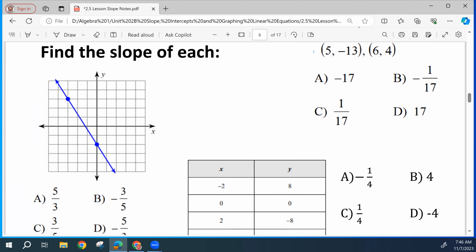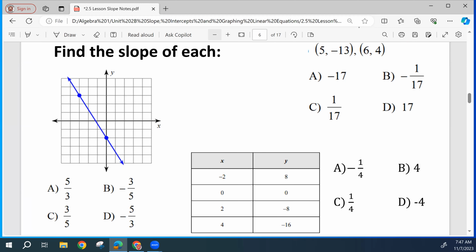So here's what I want you to do. I want you to pause here, and I want you to find the slope in each of these situations, one with a graph, one with coordinates, and one with a table. So please do pause here, find these 3 slopes, and then press play, and I'll have the answers.